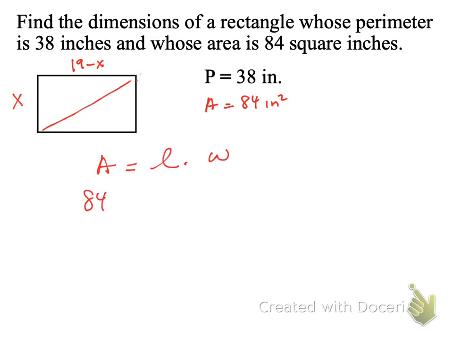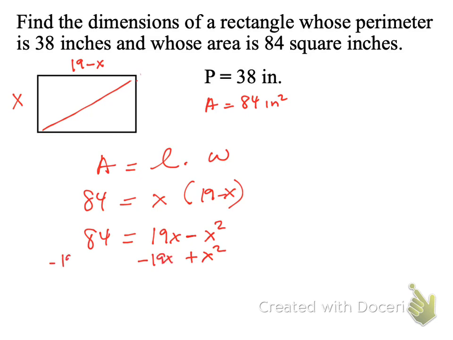And area is 84, and the length is x, or really the length is 19 minus x, but I like to write it this way. I just kind of flip-flopped them. I did width times length. And then I get 84 equals 19x minus x squared. Let's add x squared, and let's subtract 19x, and we get x squared minus 19x plus 84 equals 0.